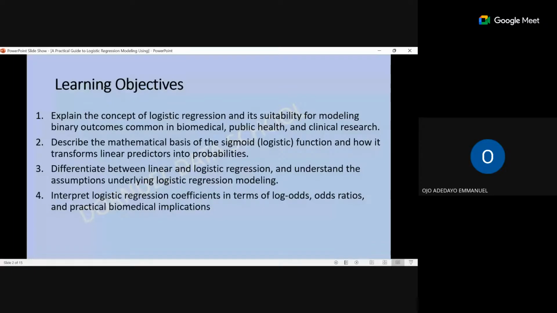Now, the objective is that at the end of the lecture, you should be able to describe the mathematical basis of the sigmoid. Sigmoid is a function of logistic regression, which I'm going to be showing us tonight. It is the sigmoid that we normally use in machine learning as the activation function. Maybe we've heard about the activation function. The activation function is the one that activates the output, whether to predict yes or to predict no.